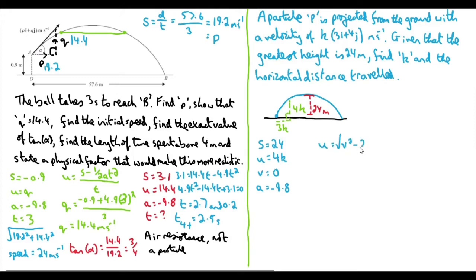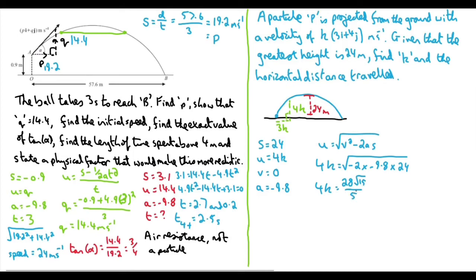of v squared minus 2as, which if we just plug in our values, we're going to have 4k equals the square root of, well, 0 squared is just going to be 0, so let's just focus on the minus 2as. So minus 2 times minus 9.8 times by the 24. So that gets you 4k being 28 root 15 over 5.